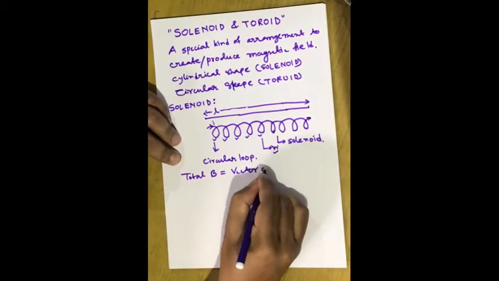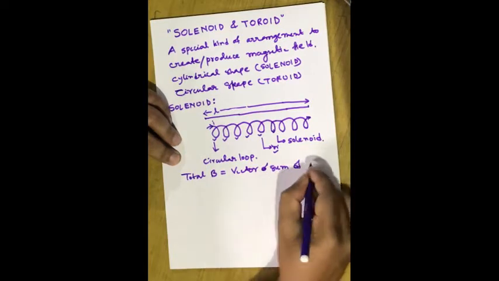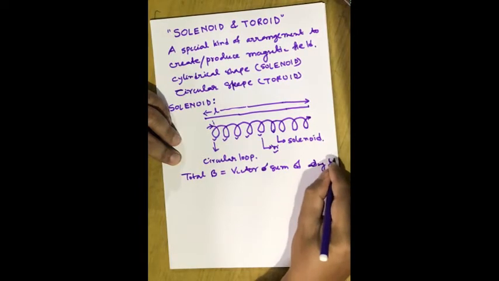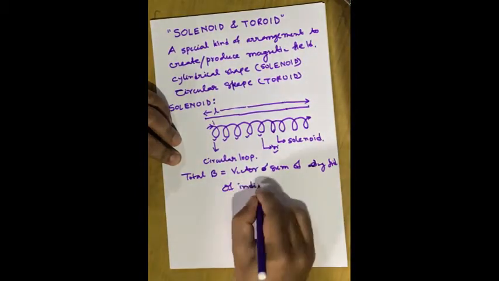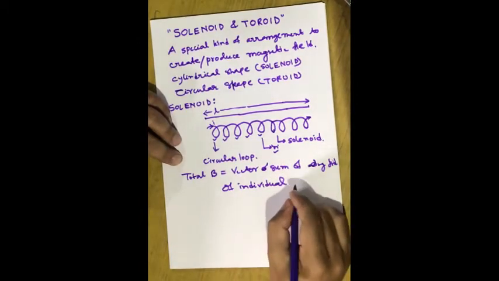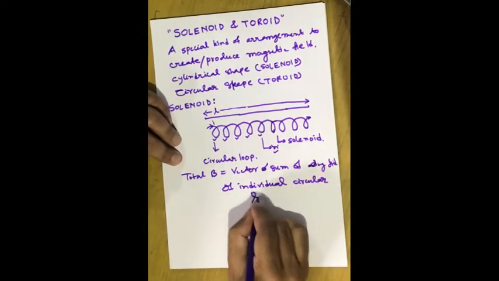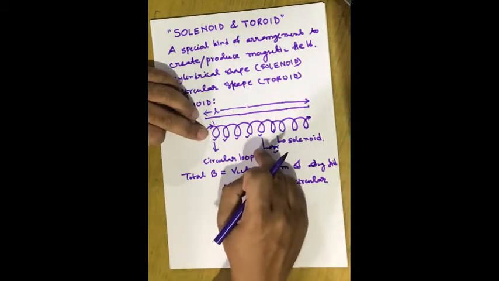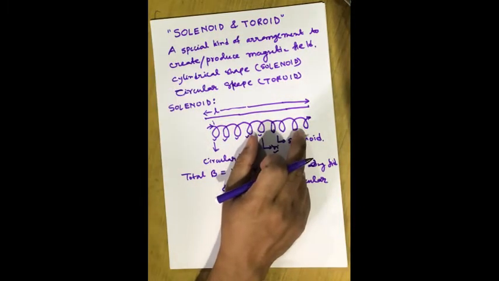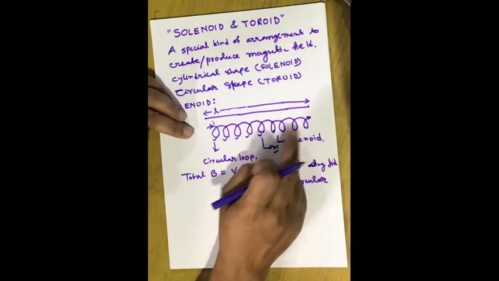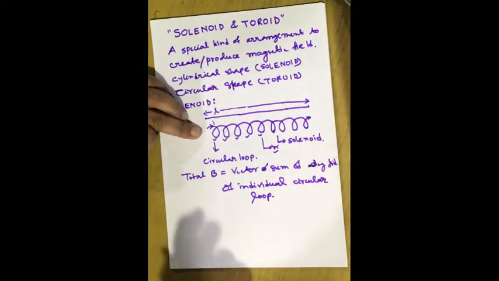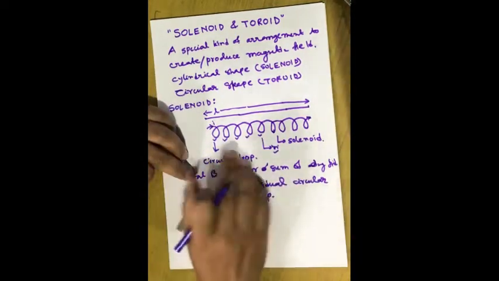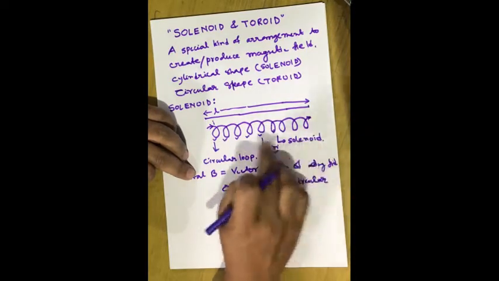Therefore, the total magnetic field B produced by the solenoid will be the vector sum of the magnetic fields of the individual circular loops. We have converted the wire of length L into n circular loops, and this arrangement is known as a solenoid. When we pass current I through it, each current loop produces its own magnetic field, and the total magnetic field of the solenoid is the vector sum of all the fields due to its turns.